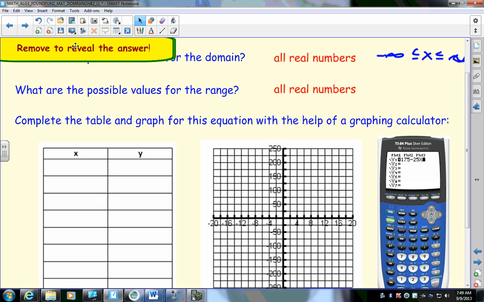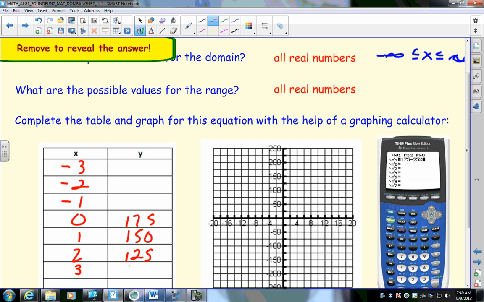All they're asking you to do is, they were saying, hey, if I gave you this equation, what are my possible x numbers? What are my possible y numbers? Well, if it doesn't have a situation to it, it could be any of the numbers if we went to graph. So when they're asking you to complete the table here, you've got maybe -3, -2, -1, 0, 1, 2, 3. So I know that this is 175, 150, 125, 100.